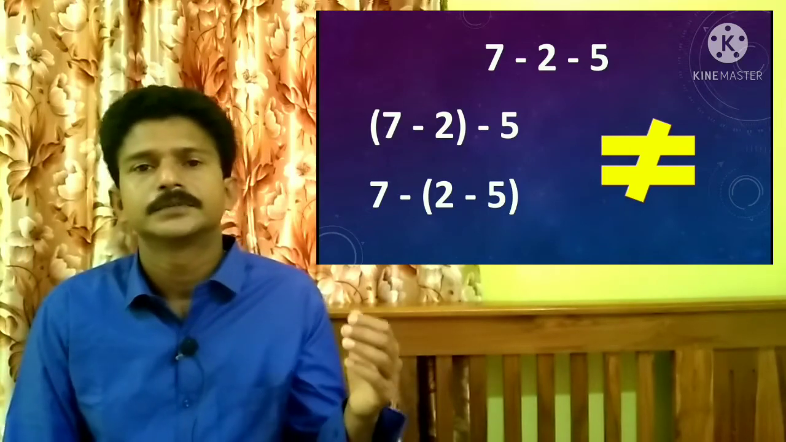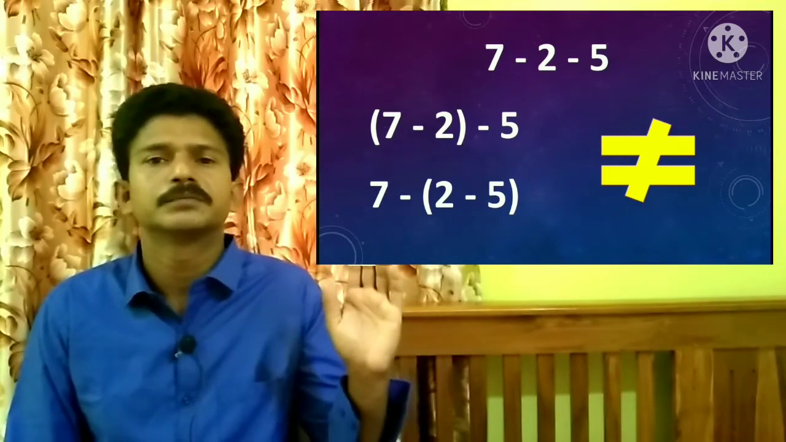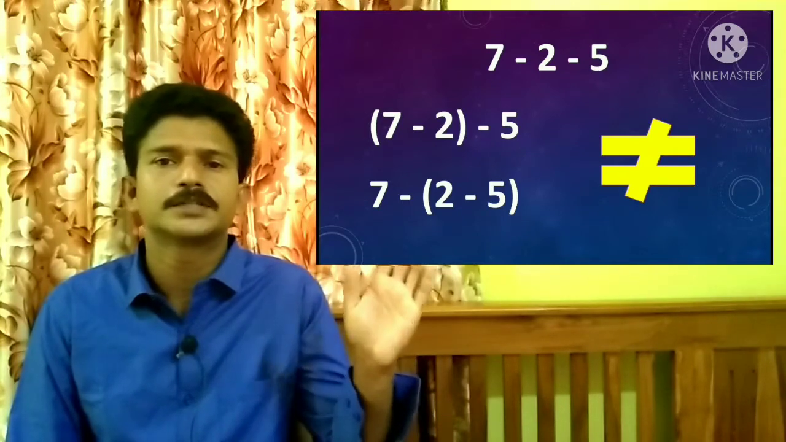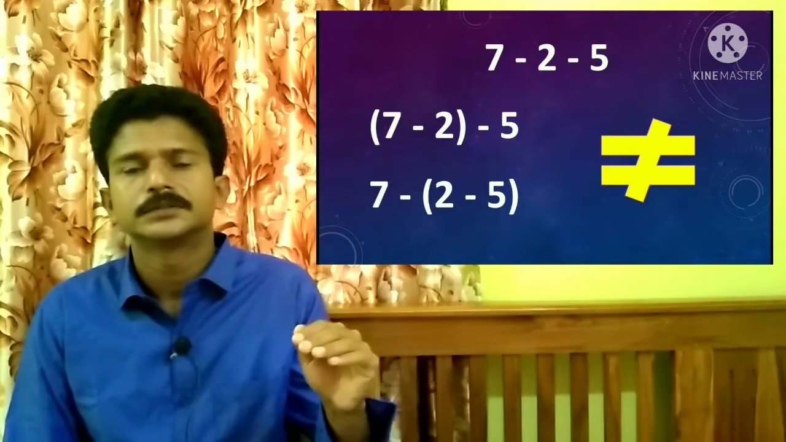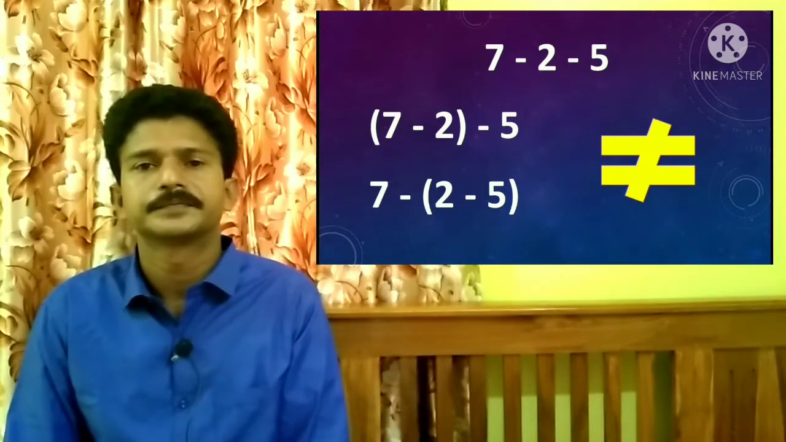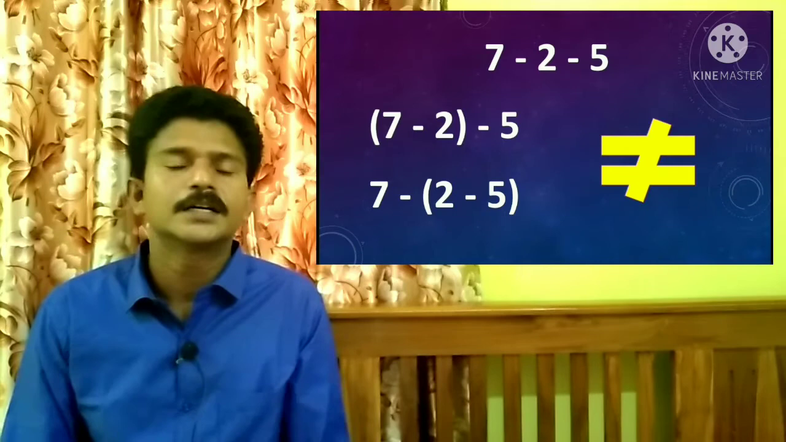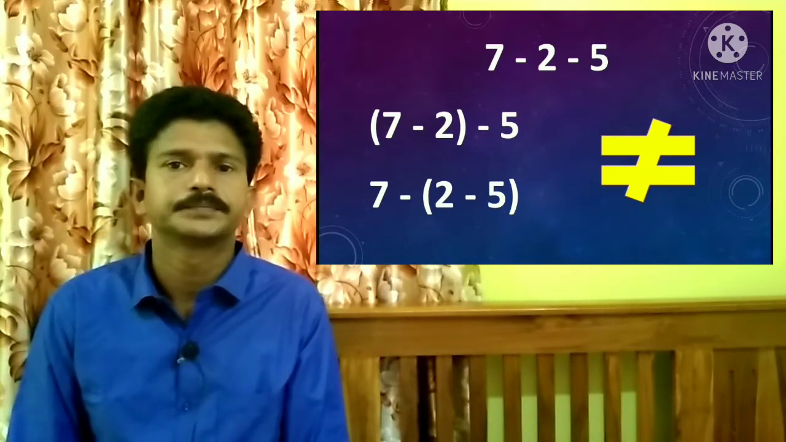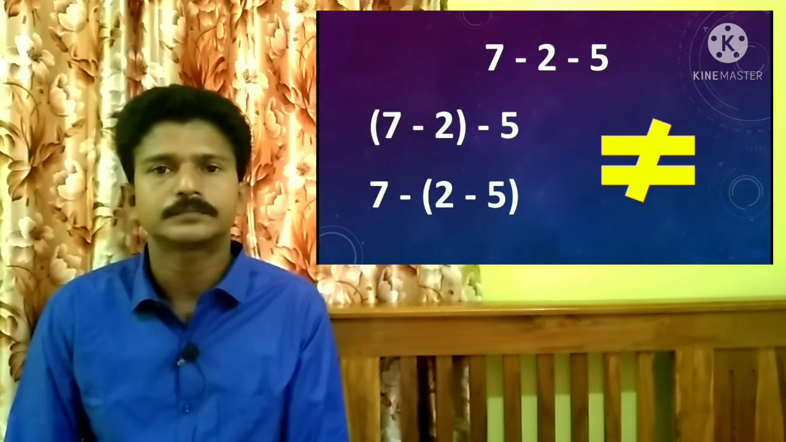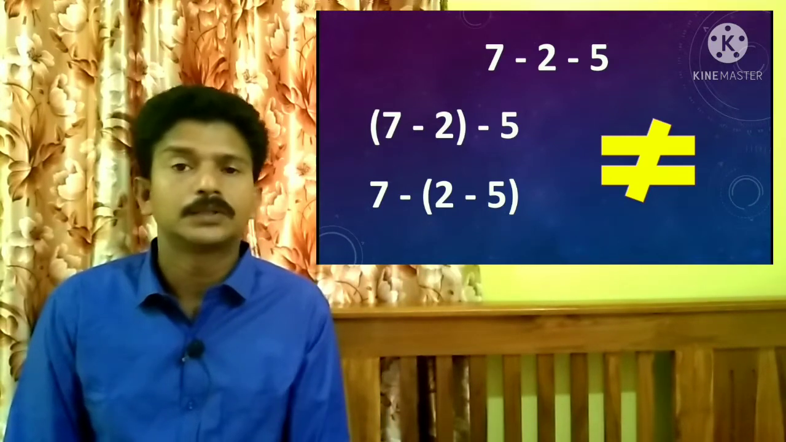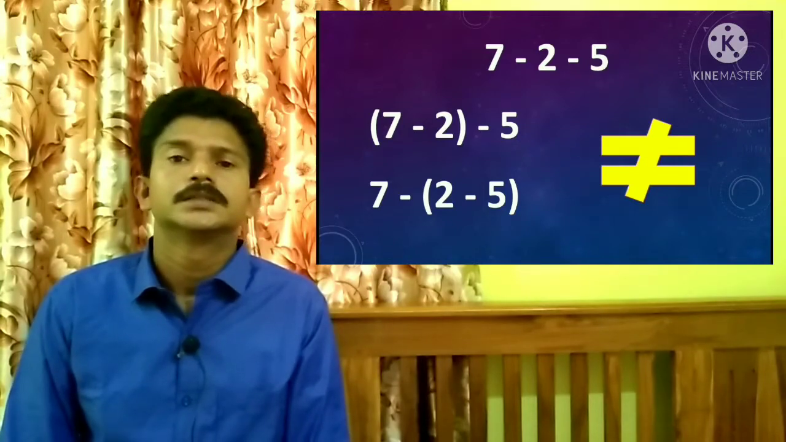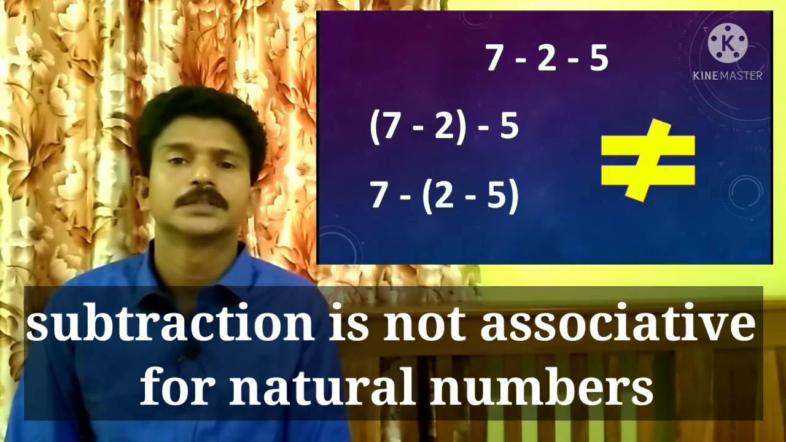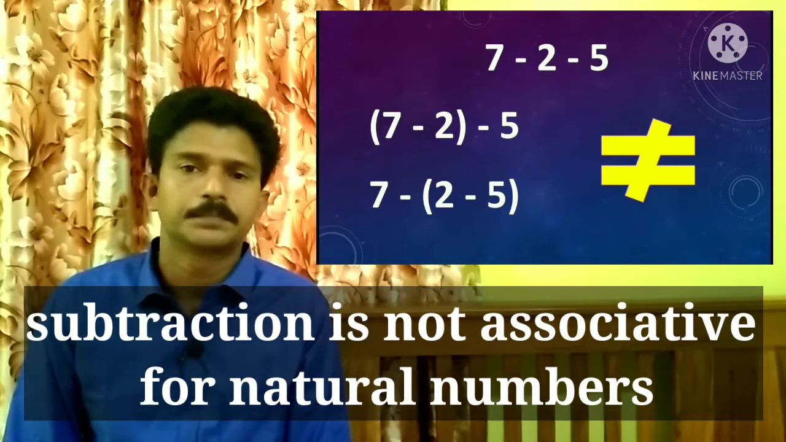The second time, subtracting 5 from 2, that is 2 minus 5. The answer we are subtracting from 7. Let's check whether they are getting the same answer. No, they are not equal. So we are concluding here the natural numbers are not associative under subtraction.